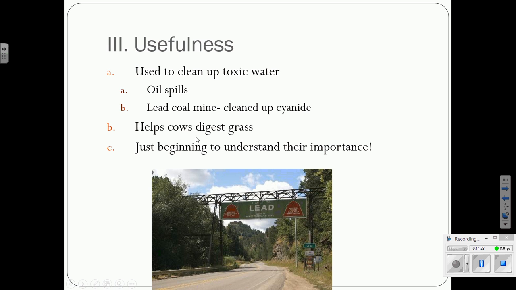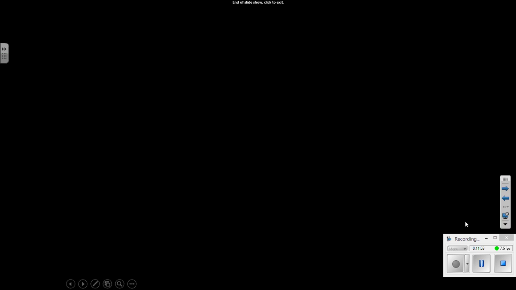Again, we also said they live in the intestines of the cows, so it helps them digest grass. And there's lots of other things that we still don't even know about yet. Because they live in such extreme environments, it's a little bit harder to test them and see their usefulness. So scientists are just starting to dive into this particular type of kingdom and really take a look at all the cool things that they can do. All right, and that's the end of sections 1 through 3.